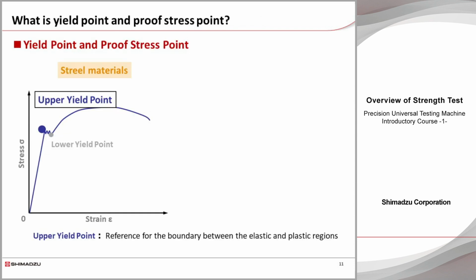When an object is stretched, at a certain point the previously linear stress-strain diagram shows a different behavior. This occurs at the transition from the elastic deformation region to the plastic deformation region, where the displacement does not return even if the test force is removed, and this point is referred to as the yield point.